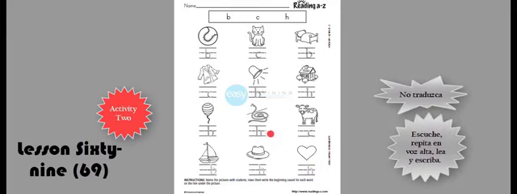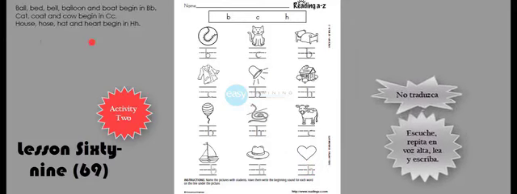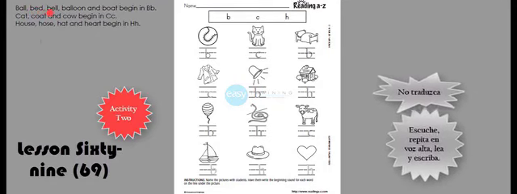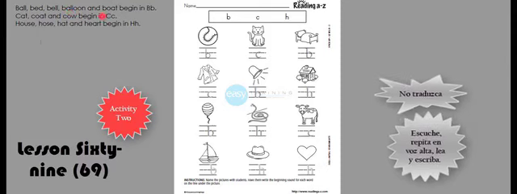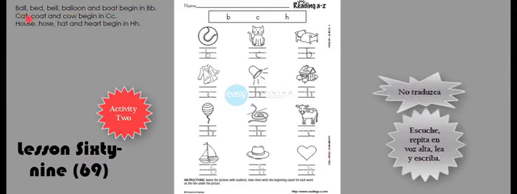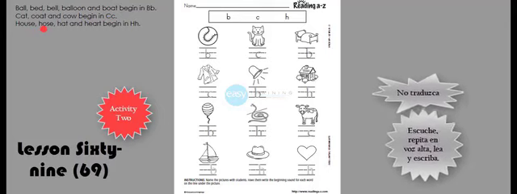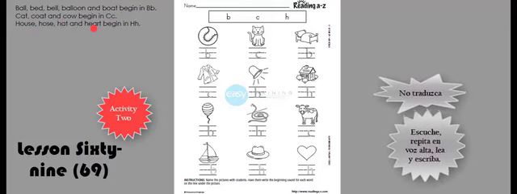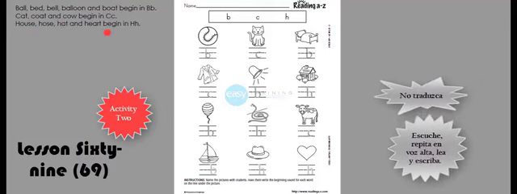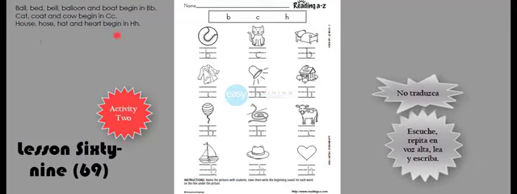Now I'm going to write the sentences. Here, ball, bed, bell, balloon, and boat begin in B. Cat, coat, and cow begin in C. House, hose, hat, and heart begin in H. Got it? Let's go on to the next activity.